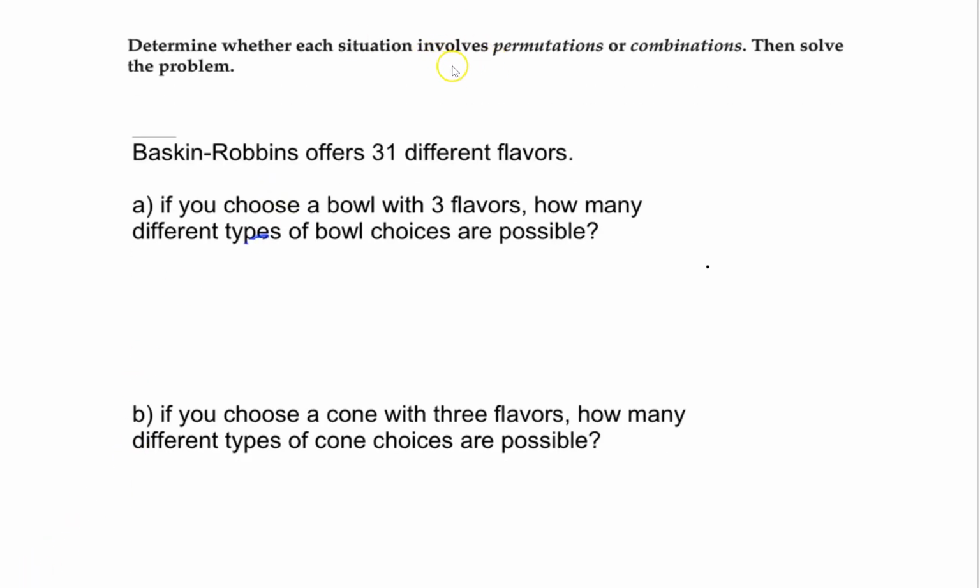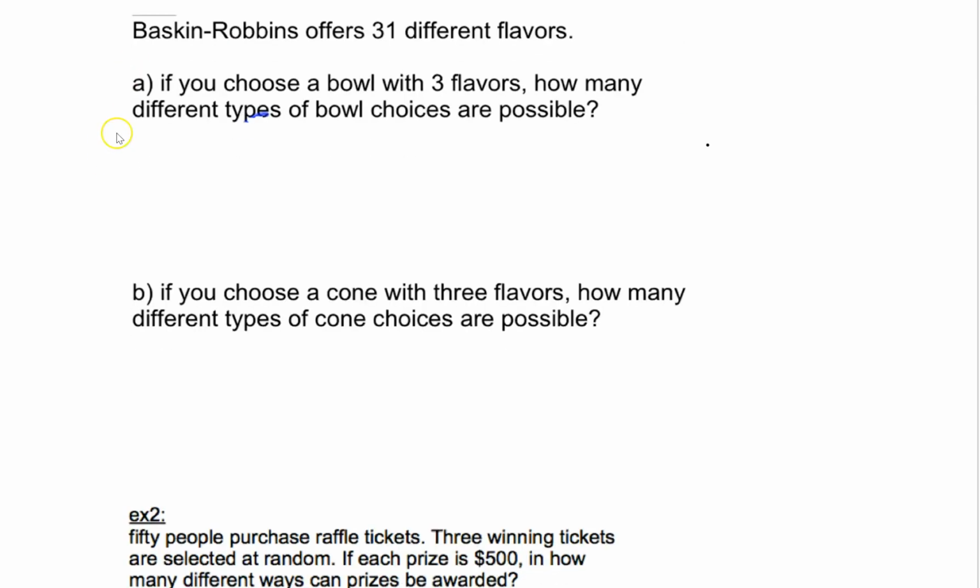So here we go. Determine whether each situation involves permutation, remember order matters, or combination, order does not matter. Then solve the problem. So here we go. We go to Baskin Robbins. They have 31 flavors, right? If you choose a bowl with 3 flavors, how many different types of bowl choices are possible? If you choose a cone with 3 flavors, how many different cone choices are possible? So both of these have the same type of question. I know this is my n, it's 31 total flavors, and I know I'm picking 3 flavors.